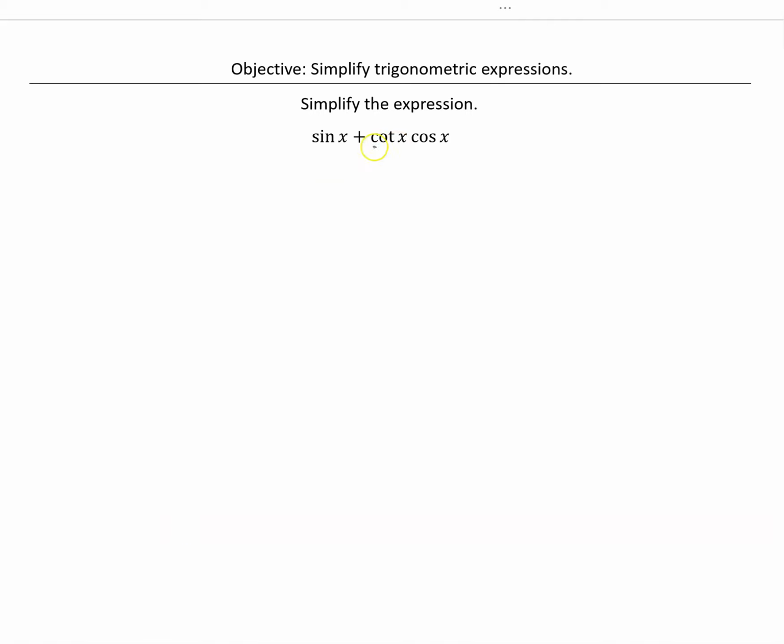Cotangent, however, we can use a quotient identity on that. We know that cotangent is cosine over sine. And that would then be times this cosine x here, which has a denominator of 1. And so cosine times cosine would give me cosine squared.